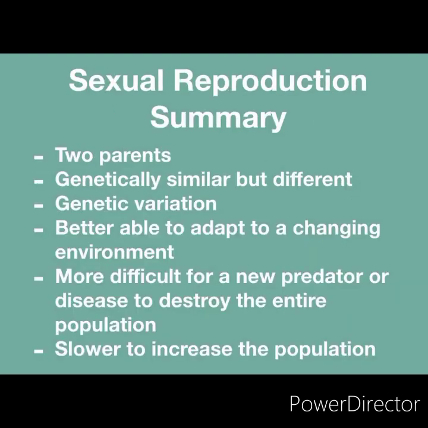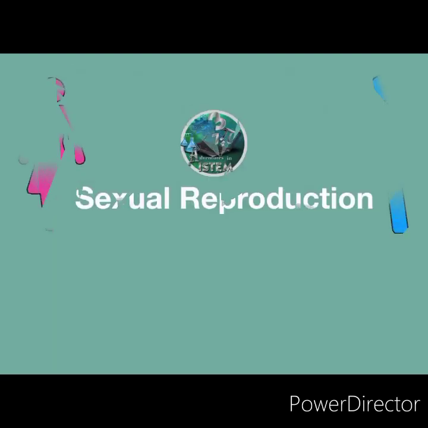So in summary, sexual reproduction requires two parents. The offspring are genetically similar but different. There is genetic variation. They are better able to adapt to a changing environment. It is more difficult for a new predator or disease to destroy the entire population. But it is slower to increase the population.